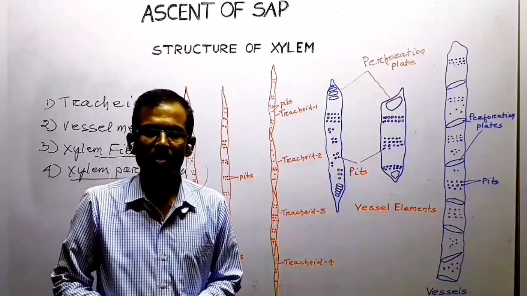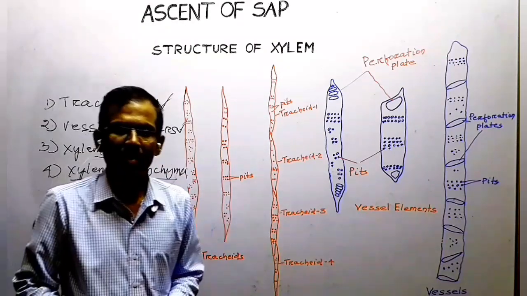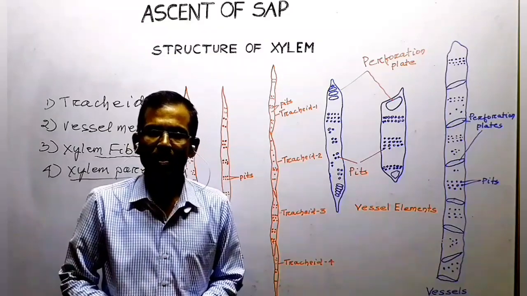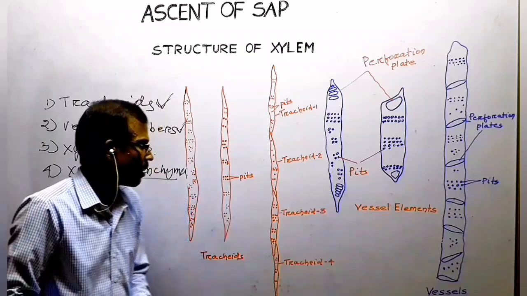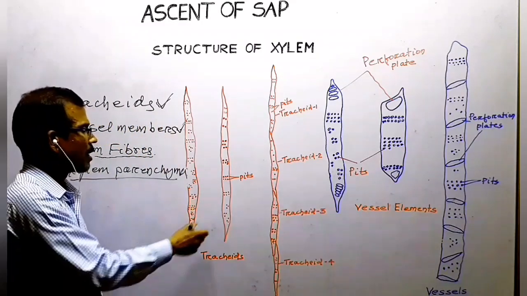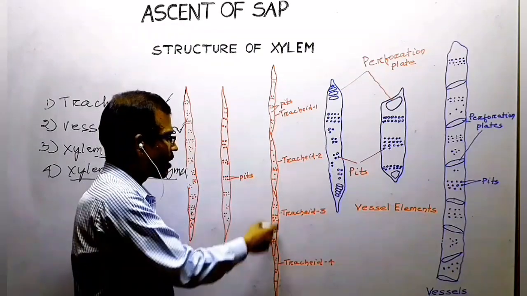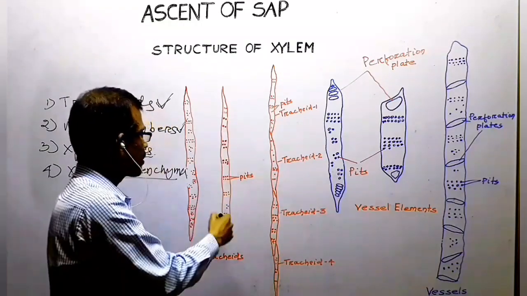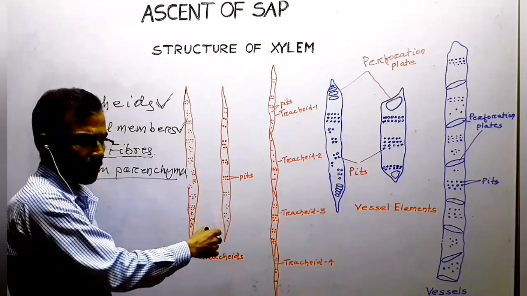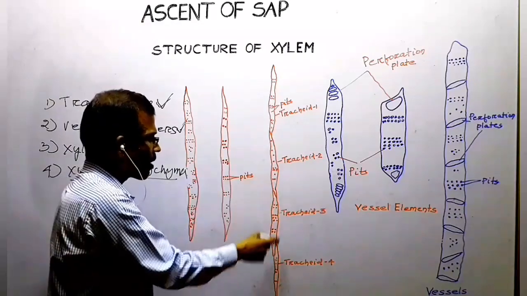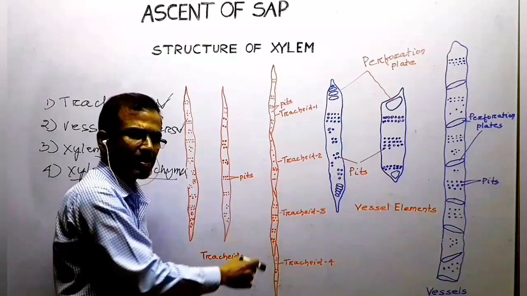Let us discuss about tracheids and vessel members. Tracheids are found in both angiosperms and gymnosperms, ferns, and other vascular plants. They are elongated and spindle-shaped cells arranged in overlapping vertical files. These are the tracheids, which are elongated and spindle-shaped. And here a number of tracheids are arranged in overlapping vertical files.